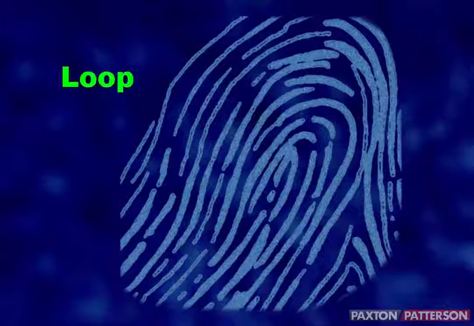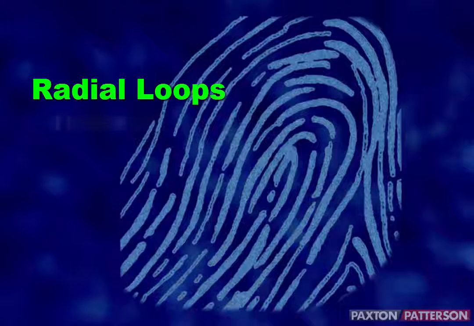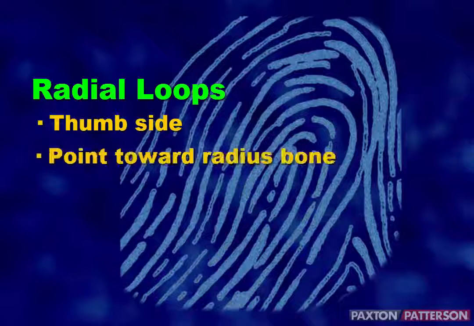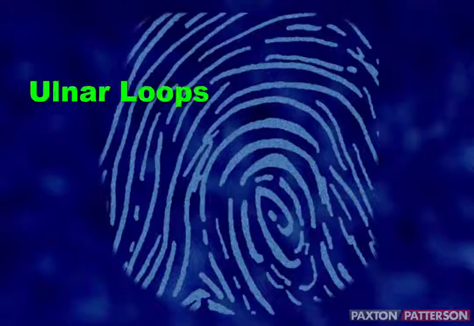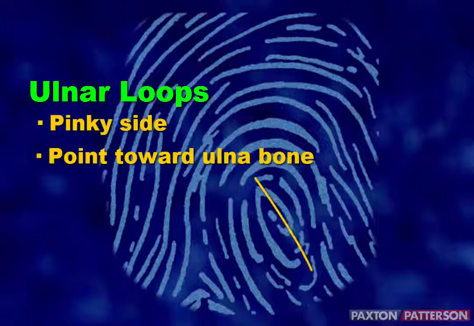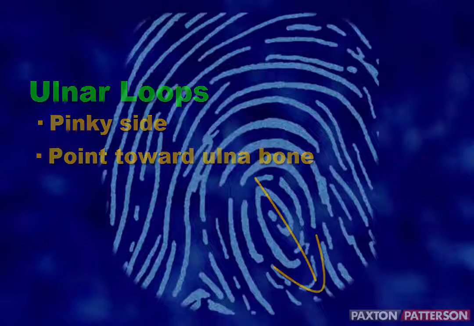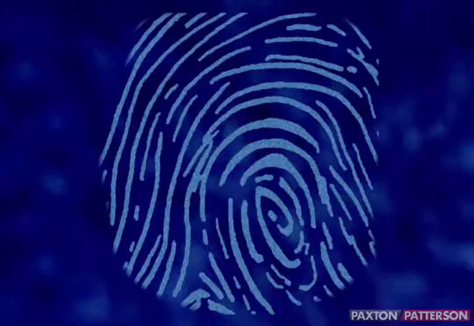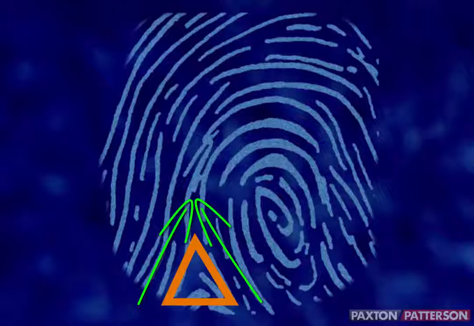Loop patterns are the most common. They're found in about 70% of the population. In a loop pattern, ridges begin and end on the same side. Radial loops start and end on the thumb side of the finger and point toward the radius bone in the forearm. Ulnar loops start and end on the same side as the pinky finger and point toward the forearm's ulna bone. In every loop, there is a triangular shaped pattern, like the Greek letter delta, where fingerprint ridges meet.